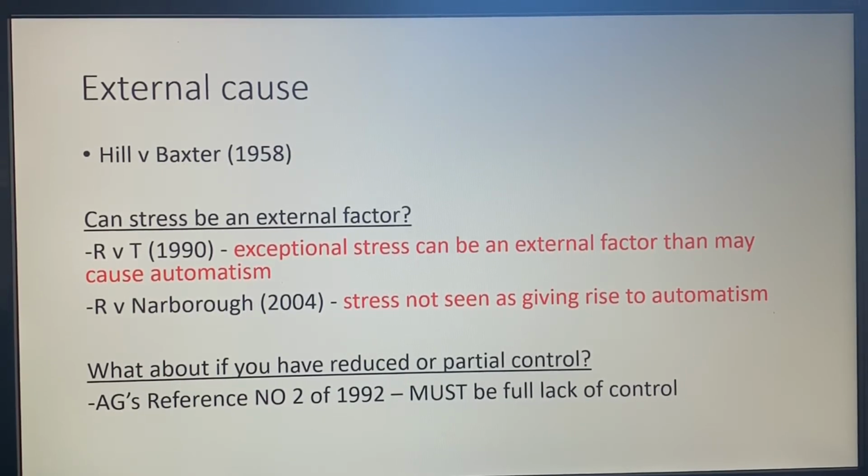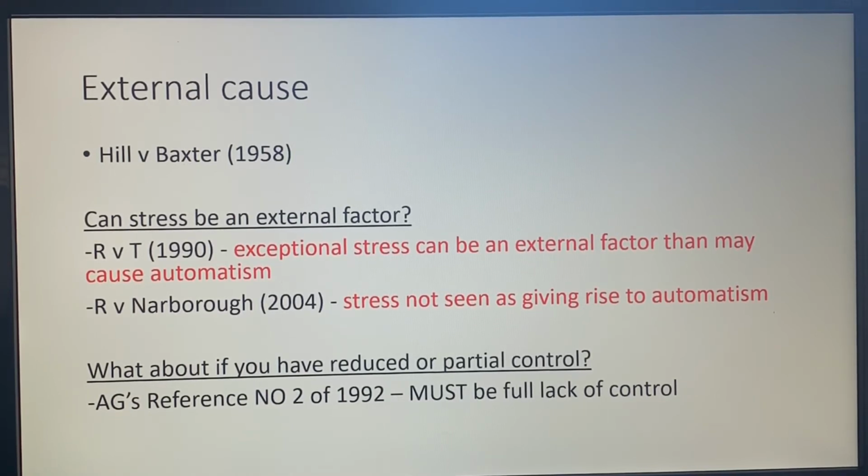In RVT, she took part in a robbery and then claimed she didn't really remember anything. She claimed she was suffering from PTSD from a rape a few days earlier. In this case, the court said exceptional stress can be an external factor that can cause automatism. So if that caused her to do an involuntary act, then she may be able to use it, although I don't believe the jury actually allowed that in that case. I think she was still convicted.